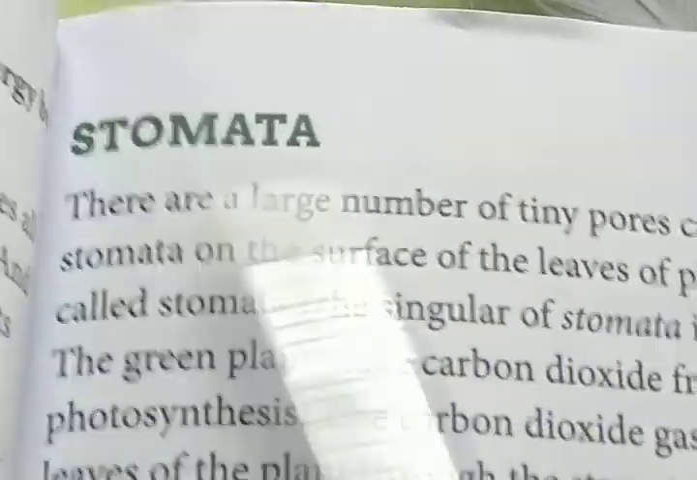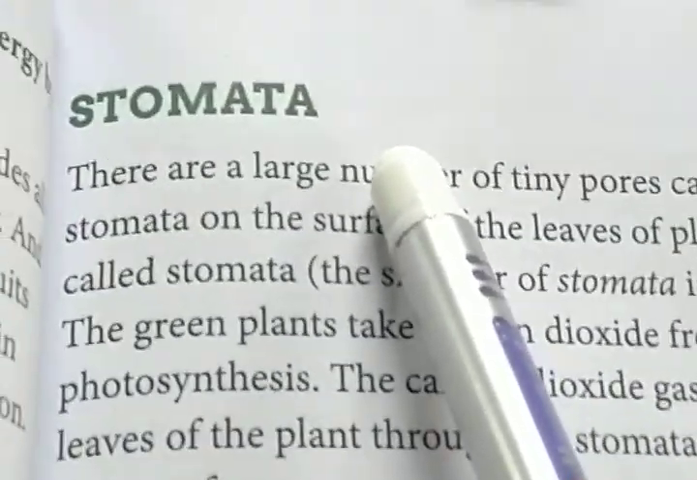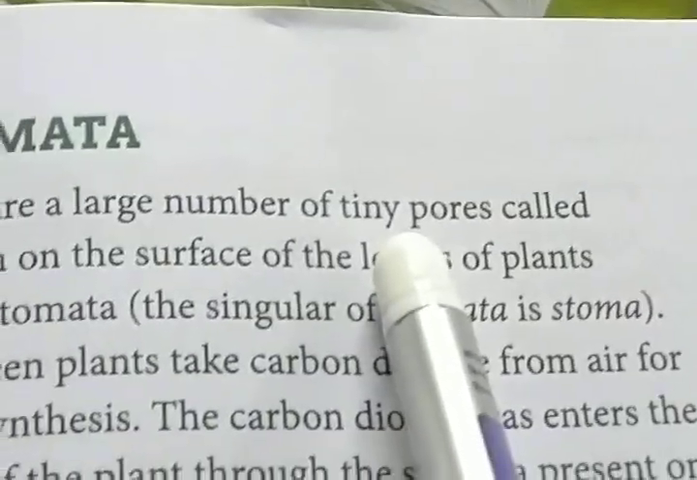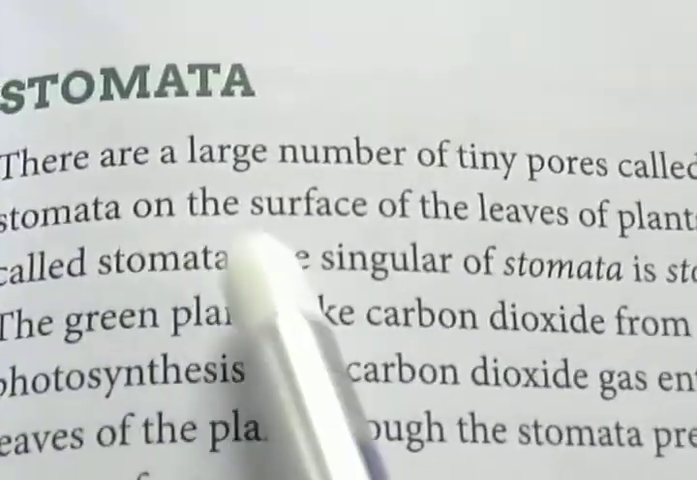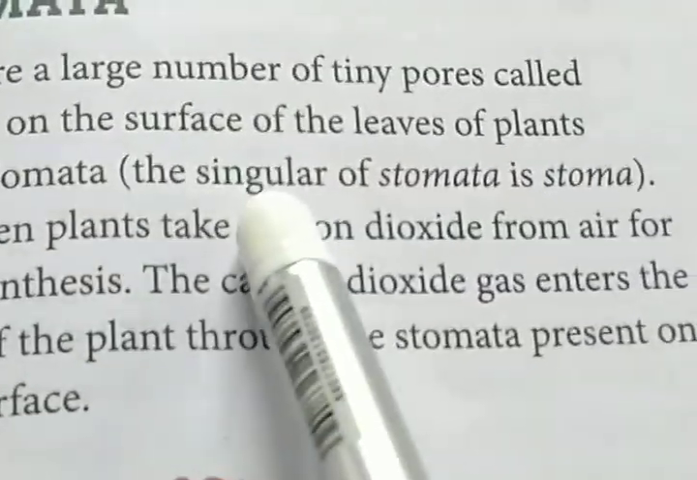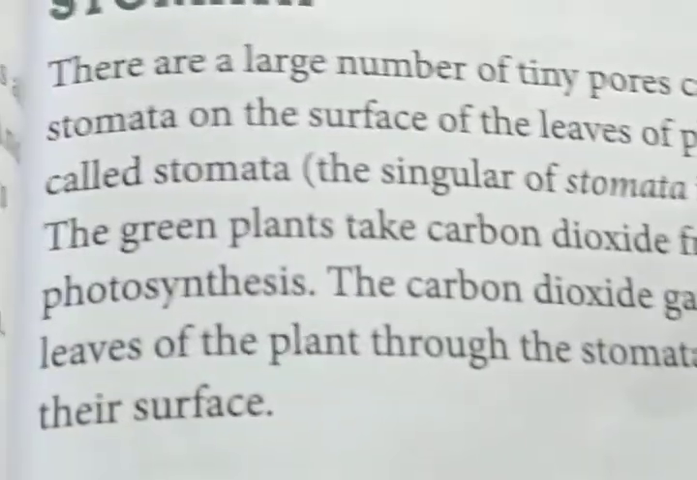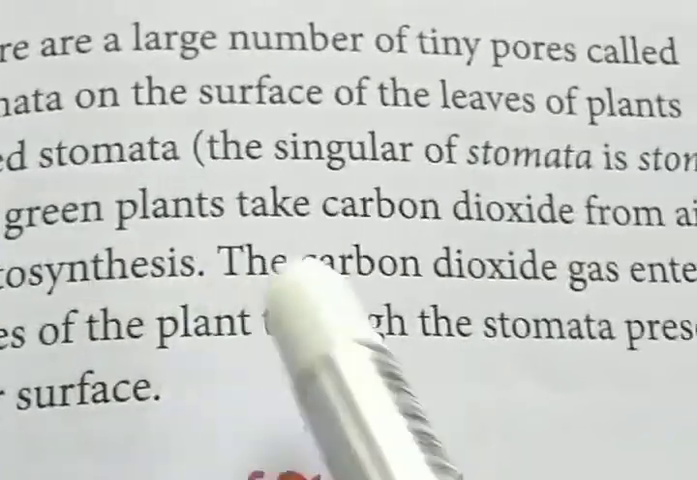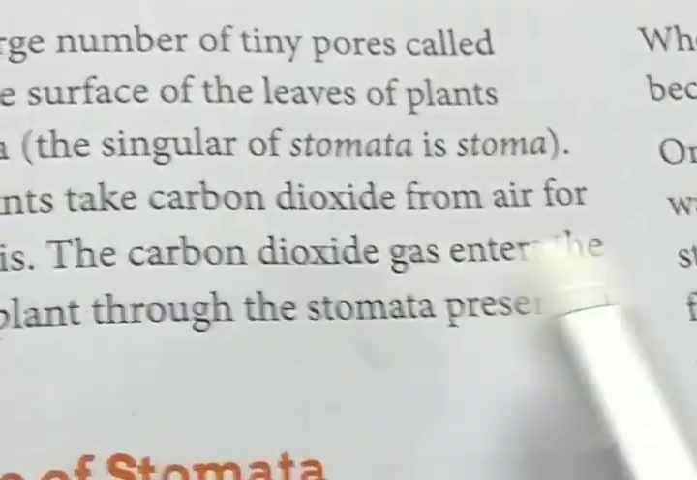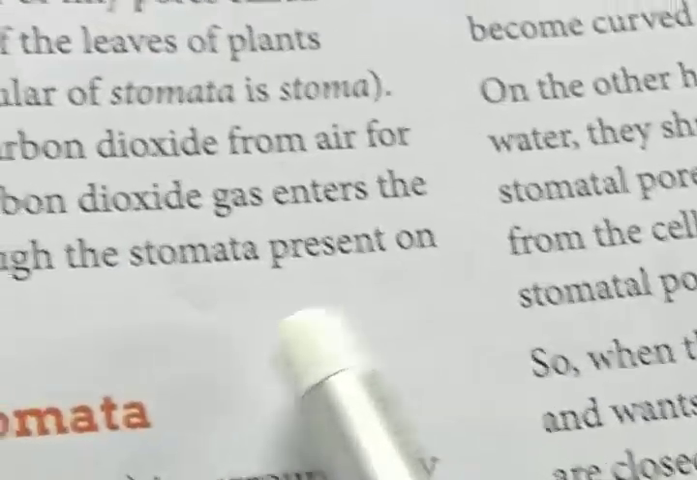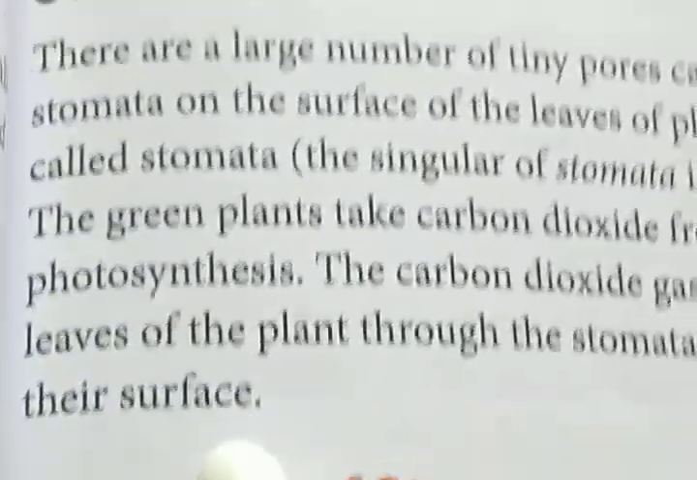Today I will discuss stomata. Look at the book. There are a large number of teeny pores called stomata on both surfaces of the leaves of plants. The singular form of stomata is stoma. Green plants take carbon dioxide from the air for photosynthesis. The carbon dioxide gas enters the leaves of the plant through the stomata present on their surface.